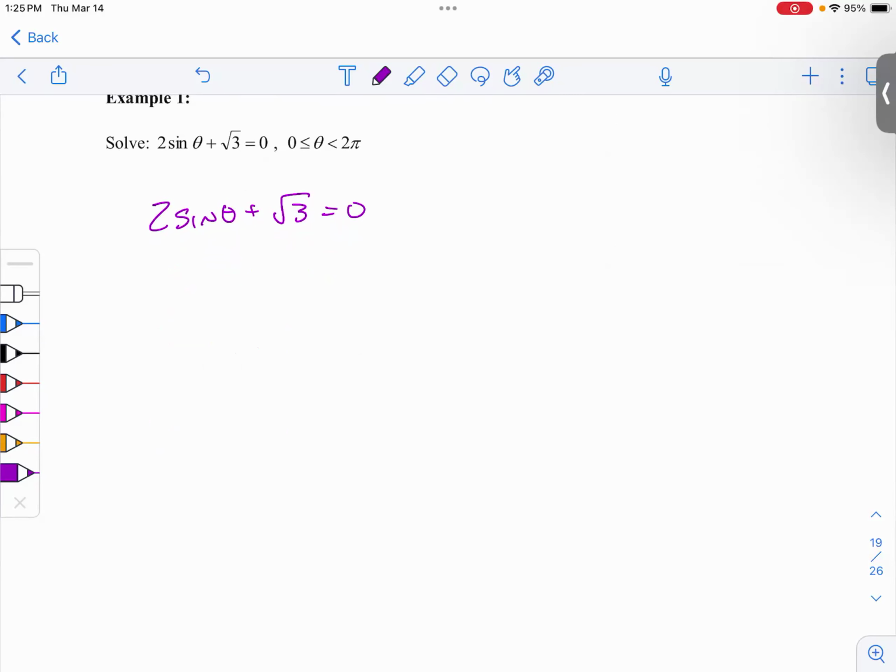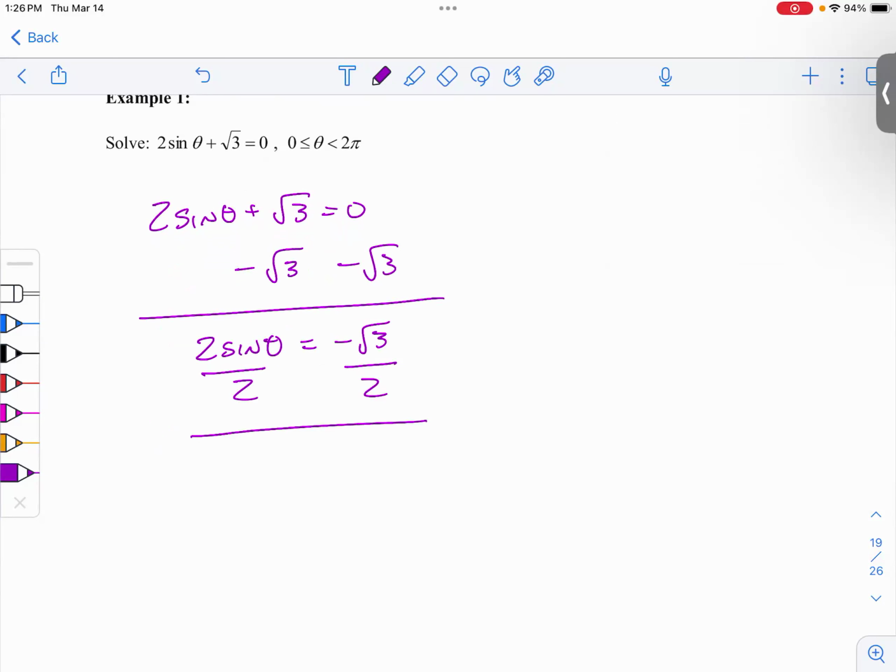All right, so 2 sine theta plus root 3 equals 0. So we solve this just like you solve any equation. Minus root 3, minus root 3. And there was one of these even on the quiz, almost just like this. Divide by 2, divide by 2. Sine of theta equals negative root 3 over 2.